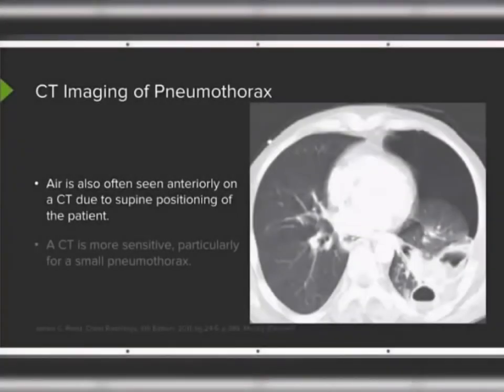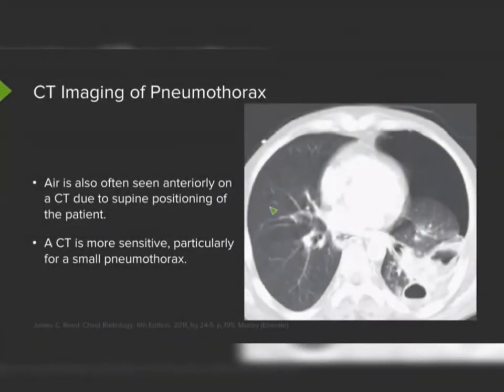So how about on a CT? Air is usually seen anteriorly on a CT, again because it's gravity dependent and the patient is lying supine. A CT is actually much more sensitive, especially for the evaluation of a very small pneumothorax. And you can see here a normal right lung, and in the left you actually have multiple cavitary lesions, possibly an area of consolidation likely representing a pneumonia, and then a relatively large pneumothorax, or absence of lung, anteriorly.